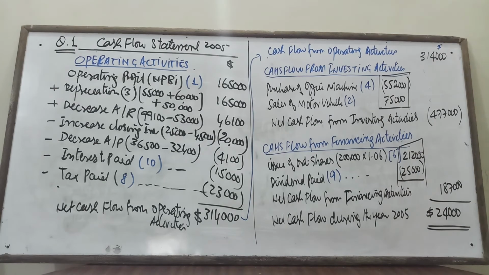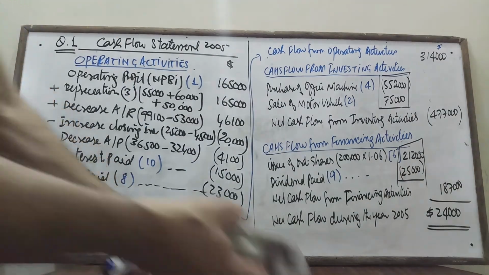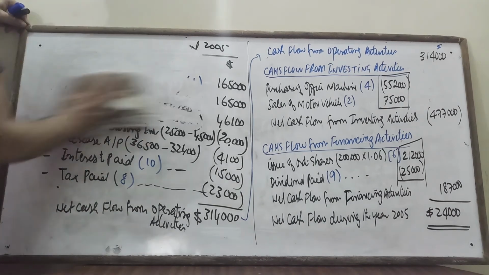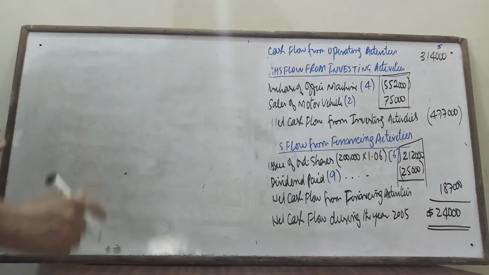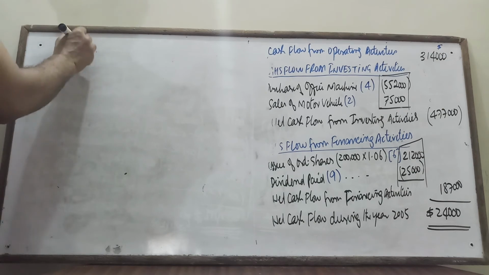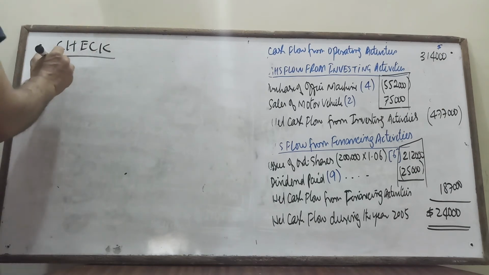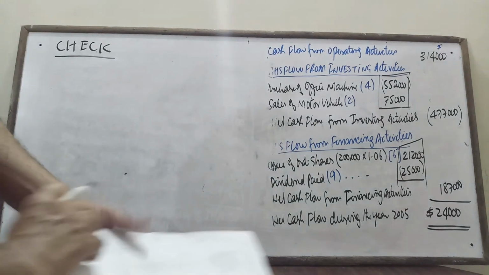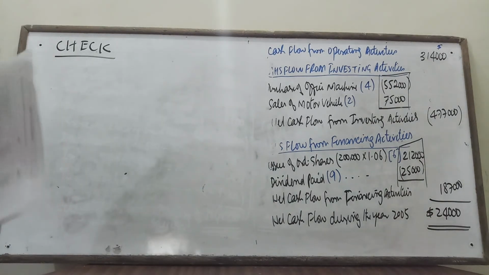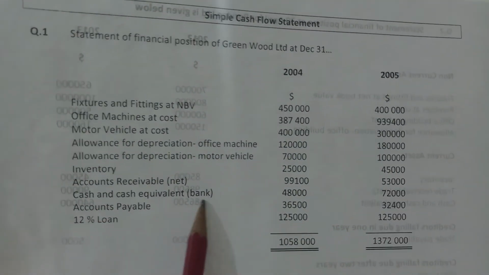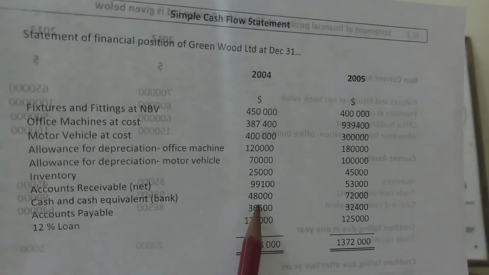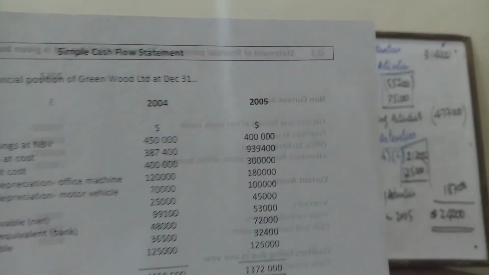So how can you check it? I'm going to solve it here. How can you check your answer in the exam? Check the cash and cash equivalent opening. Second class, cash and cash equivalent opening is given for 2005. This must be reconciled. Okay, I will show this paper to you again. See, cash and cash equivalent or bank balance opening 48,000 and closing 72,000, and we have to match it.